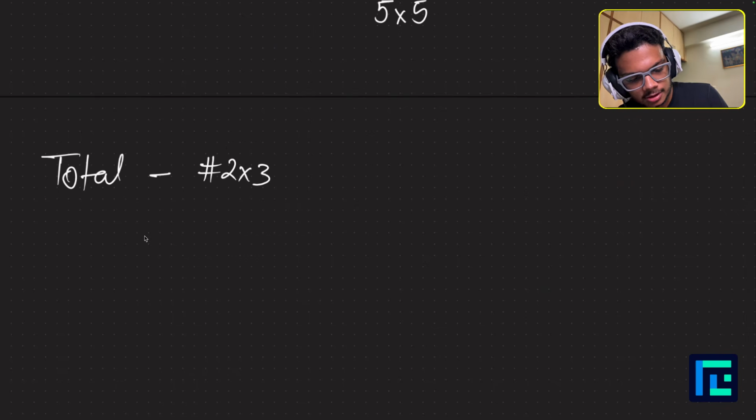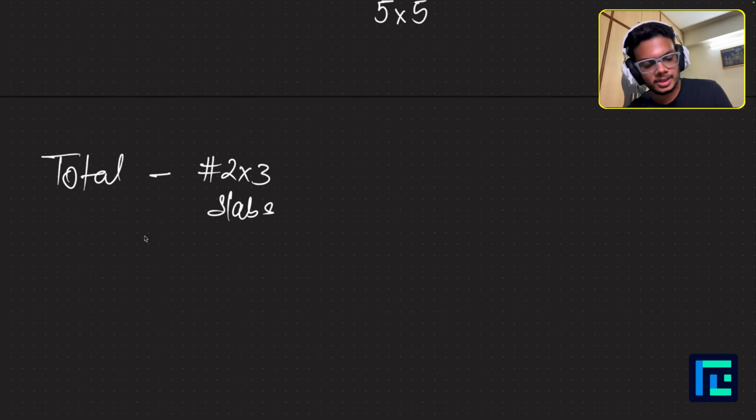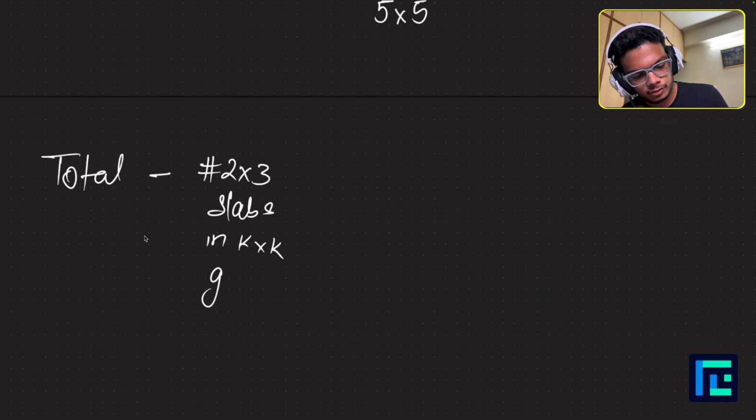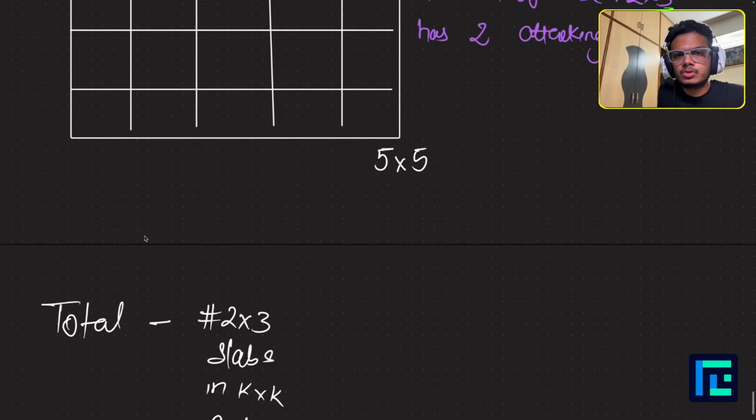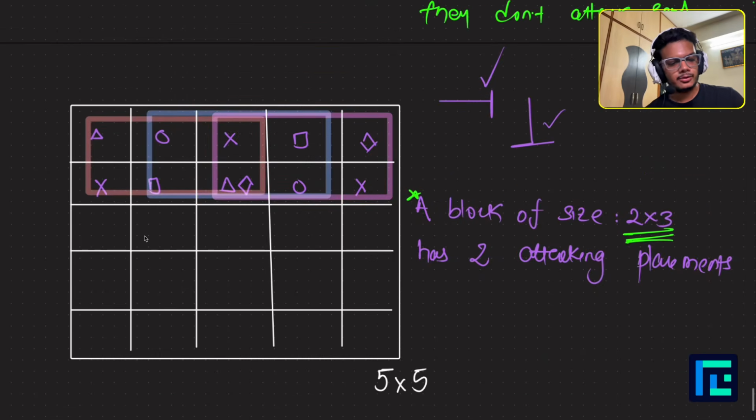So from the total ways, you can now subtract the number of 2 by 3 slabs in a k by k matrix or grid, right? How to find this number of 2 by 3 slabs is another question, but now we can subtract this, right? So now we are closer to our answer. But what next? Here we have only considered the case where a knight can move horizontally, but a knight can move vertically as well, right? So let's just take that case as well.